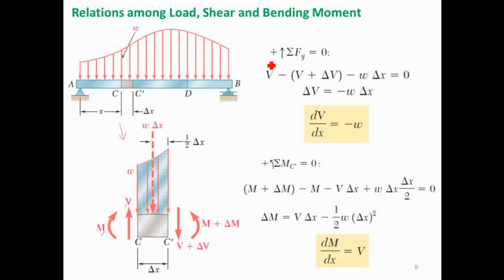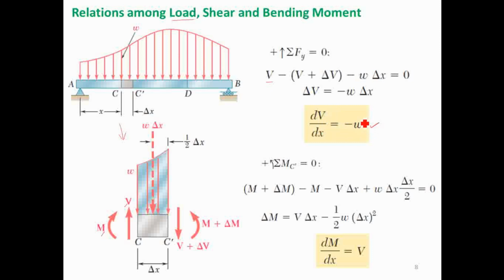Now I am going to use the equilibrium condition. Upward is positive, summation of Fy equal to 0: V is positive, V plus delta V is negative, and W delta x is also towards down, so negative, equal to 0. It is nothing but an equilibrium equation. So delta V equals minus W delta x. If delta x tends to 0, we get dV by dx equals minus W. This W we call the rate of loading, or simply load, and V is the shear force.